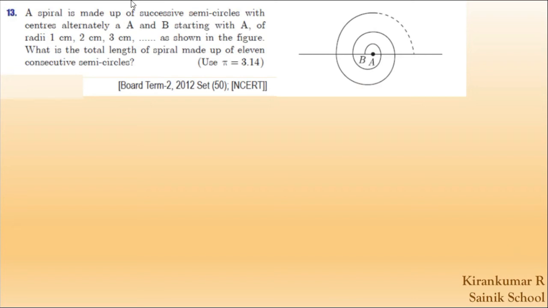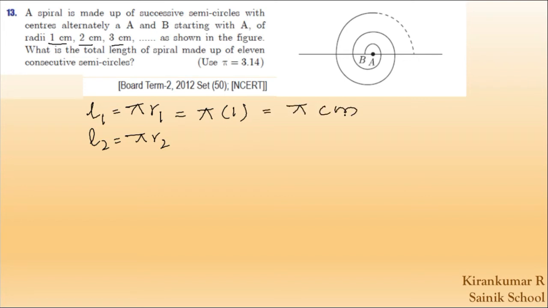I'll just tell you how to solve this. If you consider R1, R2, R3 and so on as the radii of the semicircles so formed, and L1, L2 be the lengths of the circumferences, the length L1 is given by pi R1, L2 is given by pi R2. Pi R1 is pi times 1, because they have given it as 1 centimeter, 2, 3 and so on. We get it as pi centimeter.